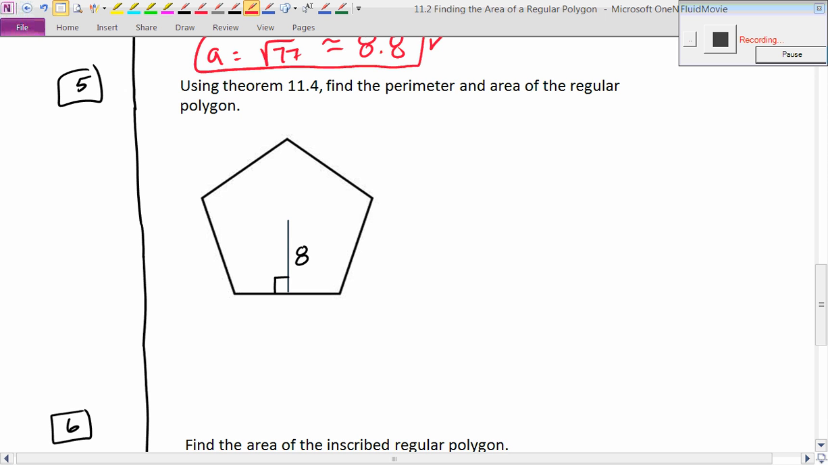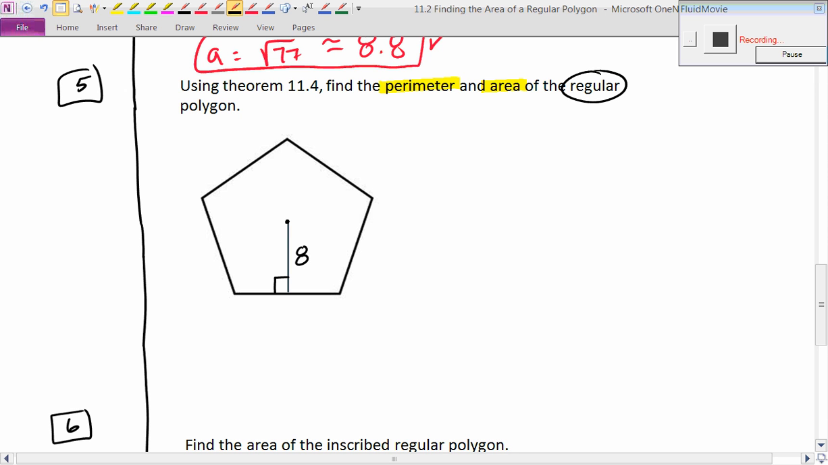Did you picture? All right, so we're asked to do 2 things. We're asked to find the perimeter and the area. So what do we know so far? Name one thing that we know. The apothem is 8 units. And what else do we know? We have a right angle. What else do we know? There's 5 sides. So that makes it a pentagon. And is it a regular pentagon? Yes, because it says so right up here.